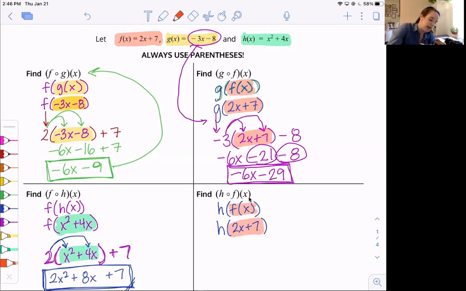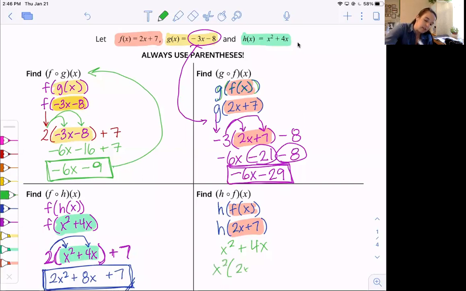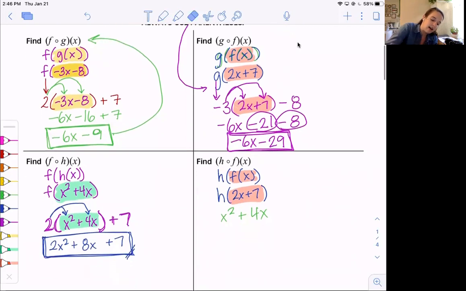All right, what is my h equation? What is my h equation? Yes, Roxana. x squared and parentheses 2x plus 7 parentheses plus 4x. Okay, I like what you're saying there, Roxana, with the x squared plus 4x like this. I want to be careful. I'm not going to put the x squared next to the 2x plus 7. I'm going to actually replace the x, like take the x out and put in the function. So instead of writing it like that, I'm going to write it like this.